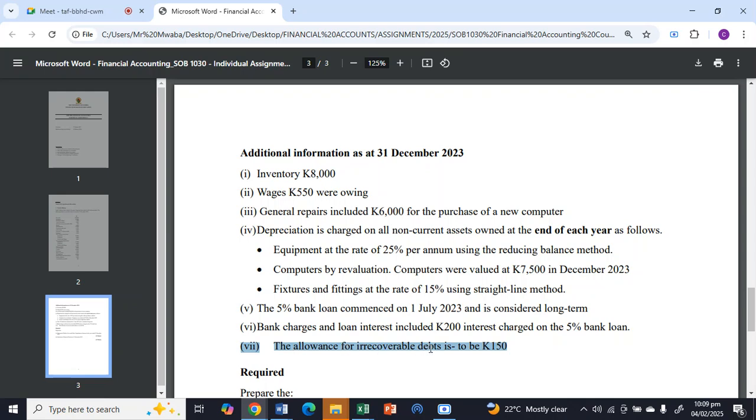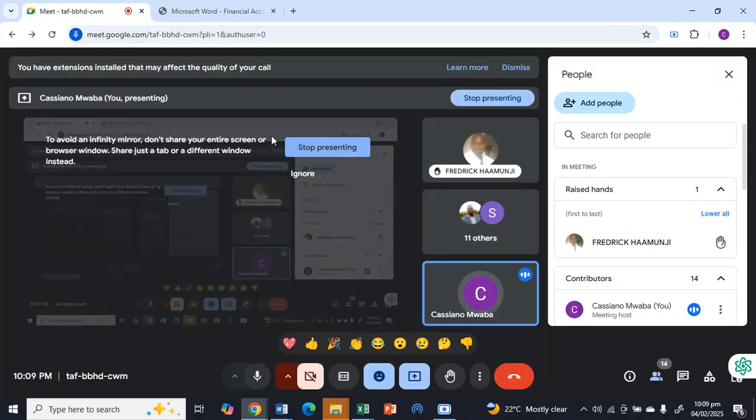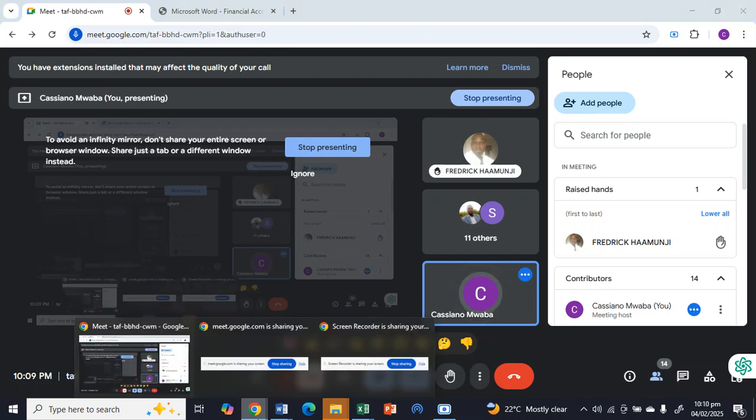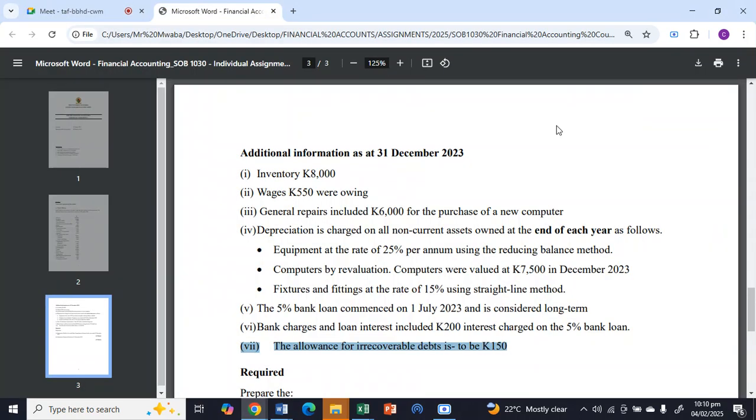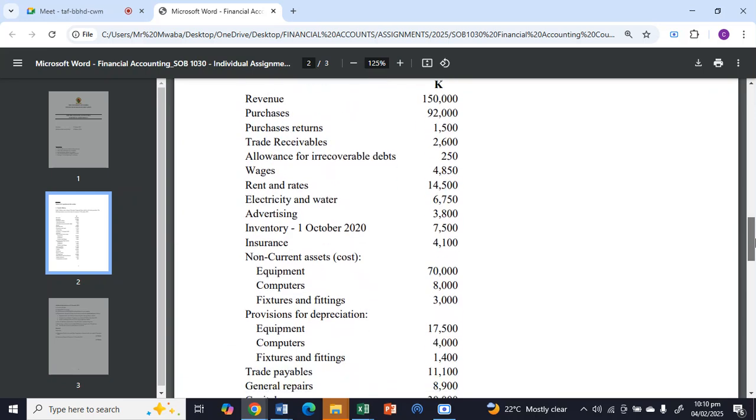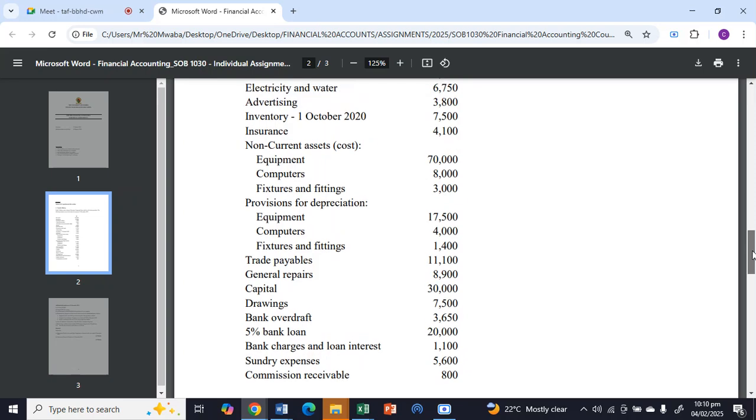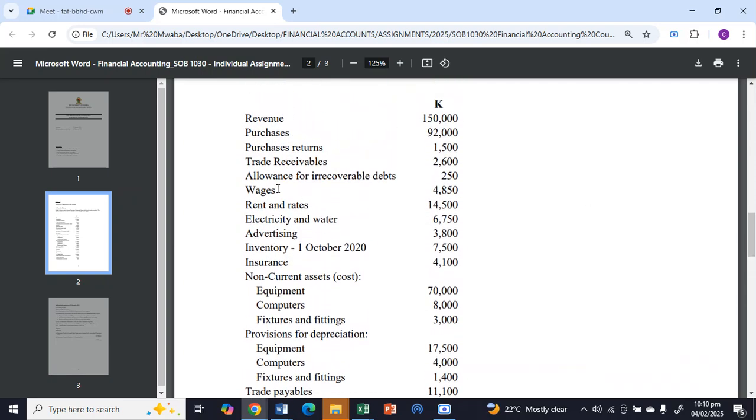Allowance for irrecoverable debts is to be 150 kwacha. This is the thing you have to do whenever there's an allowance for irrecoverable debts. We've seen at first the allowance was 250. Now at the end, the allowance has reduced to 150.